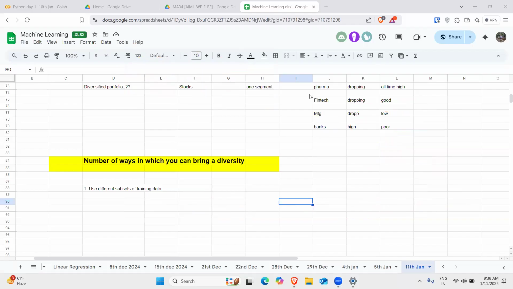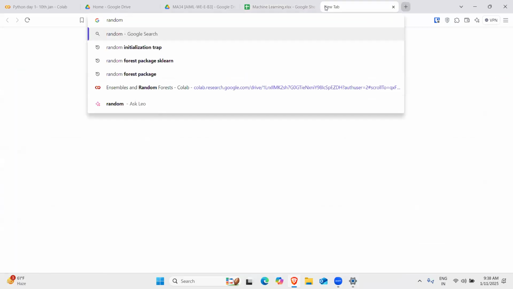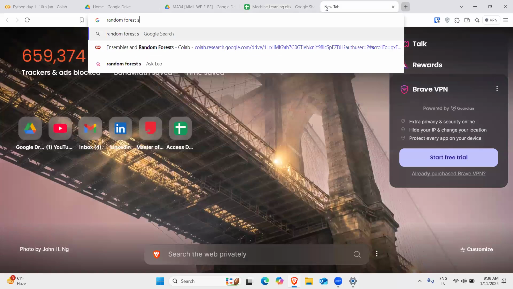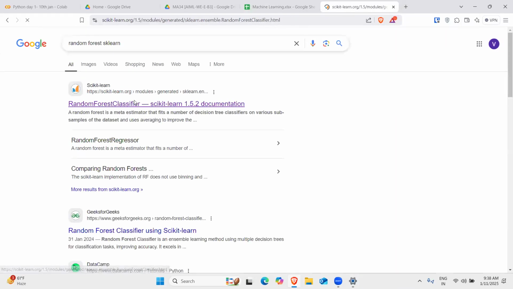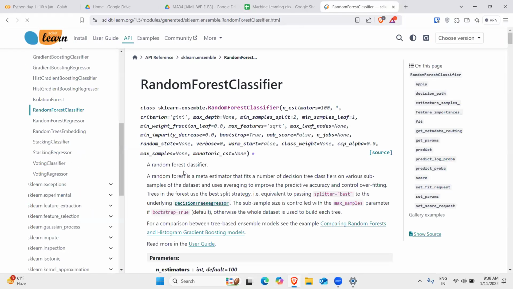Second example could be, we use different training hyperparameters. And this is also very easy. You are already familiar with hyperparameters. How do you choose hyperparameters? You go to the official documentation of random forest, and you have a look at or select these parameters.